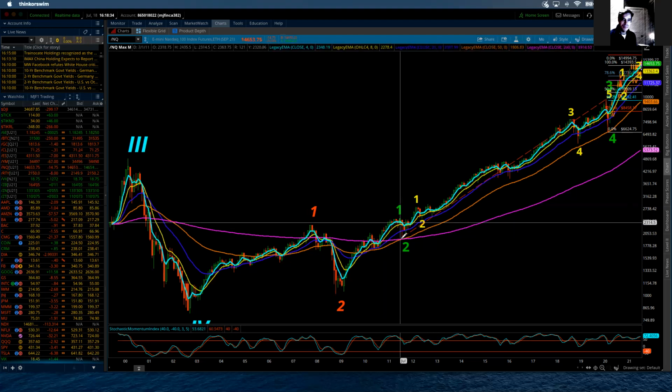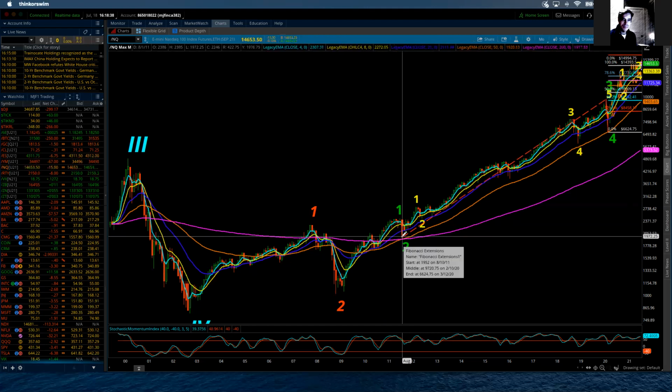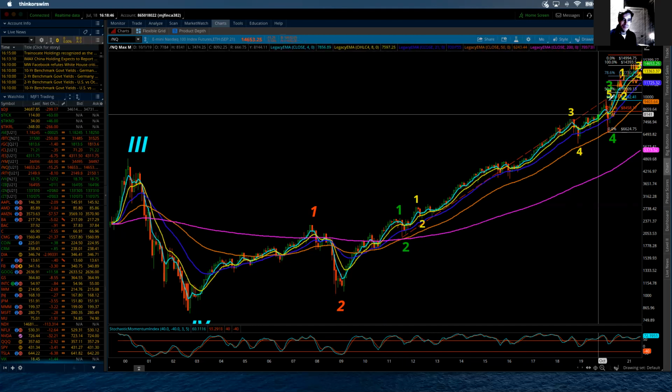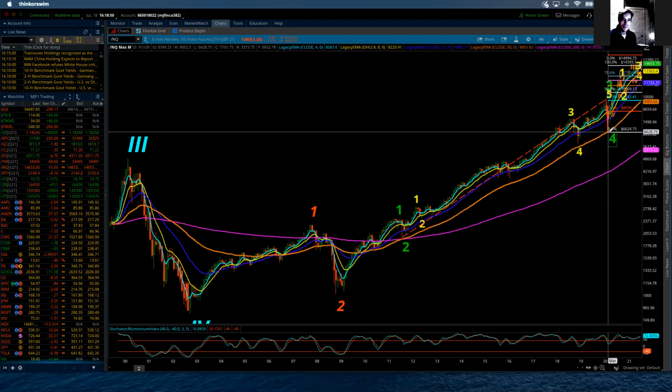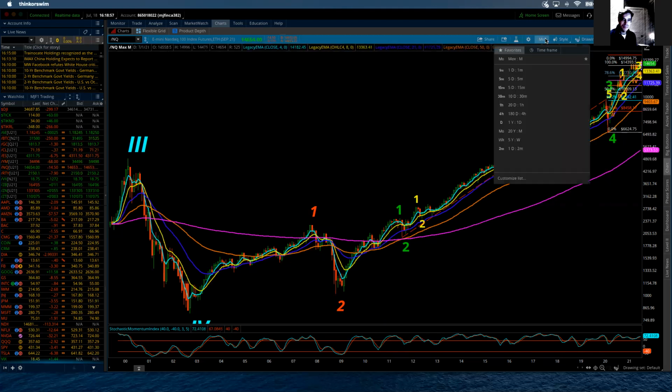And I get that by putting Fibonacci extensions on, and I do that from the bottom of primary wave 1, or the start of primary wave 2, or the end of primary wave 2, excuse me, up to the top of primary wave 3, and then anchor it back down at the low of primary wave 4. That gives us our first structured look at where primary wave 5 can go.